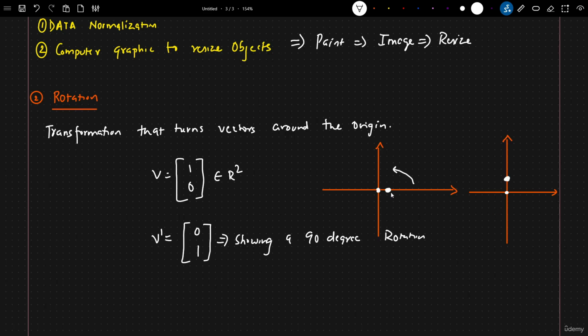Initially, these two are the points, right? Then we just made it go counterclockwise. So this was the direction, we just moved it counterclockwise, and we could see that I got a new point where I have done a 90-degree rotation, right?